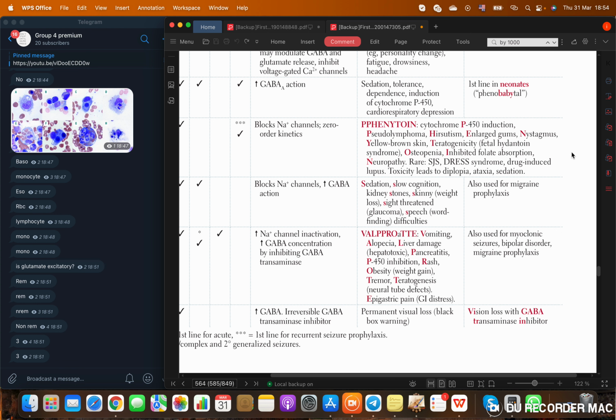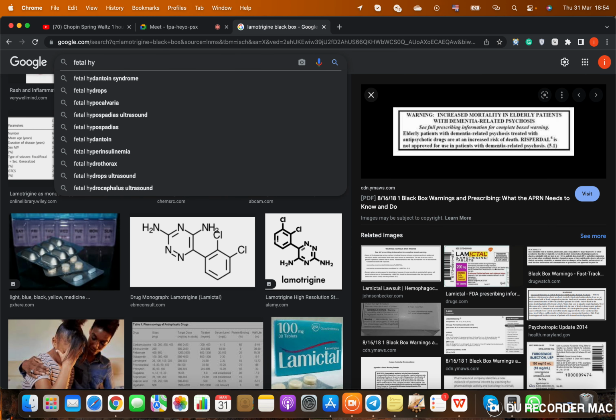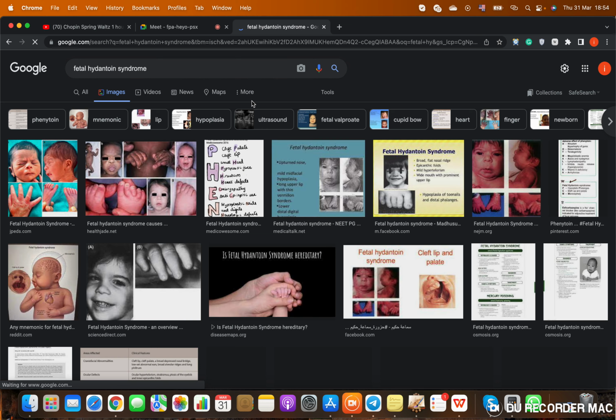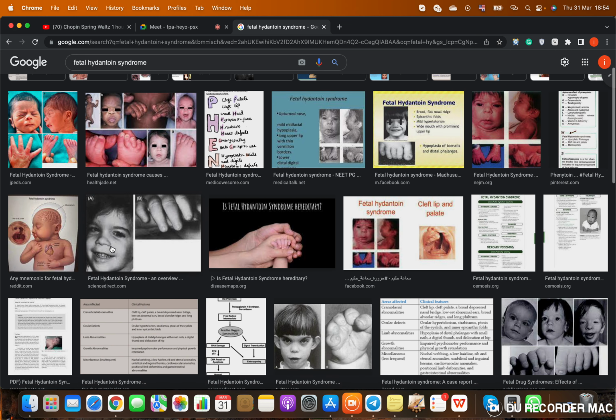Okay, the patient can have nystagmus as well, which is a shaking eye movement. Okay, so on the skin, the patient can have this yellow-brown pigmentation of his skin, and also it's teratogenic, leading to something known as the fetal hydantoin syndrome. This will be super important in reproductive. It occurs only because of phenytoin.